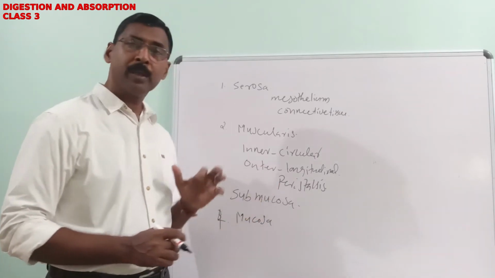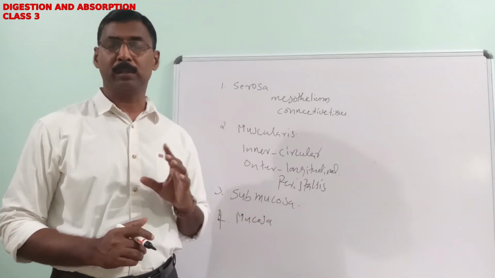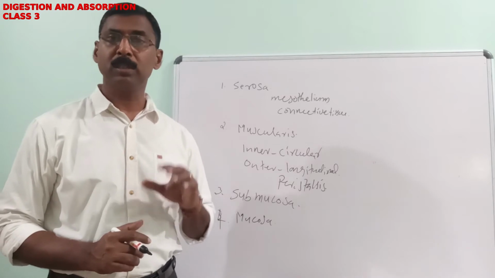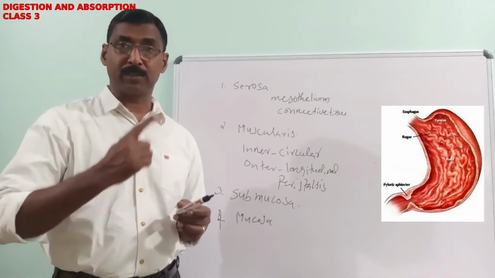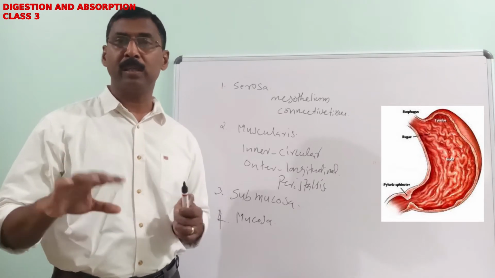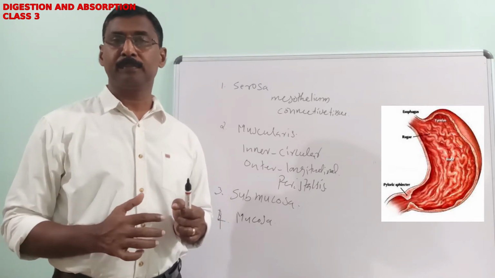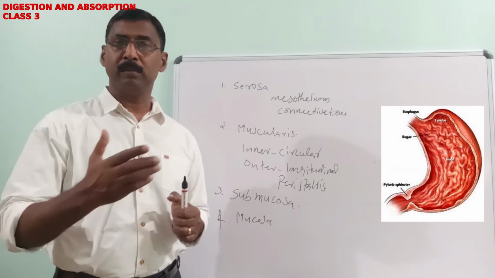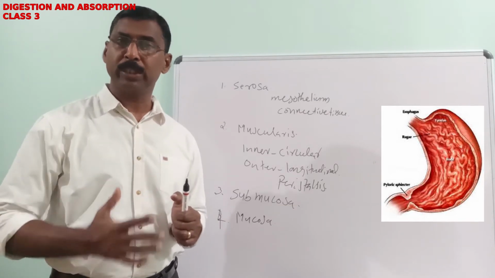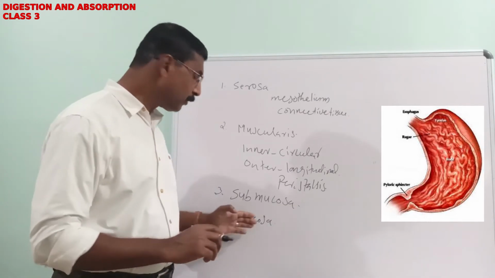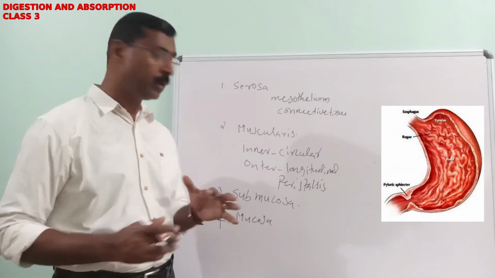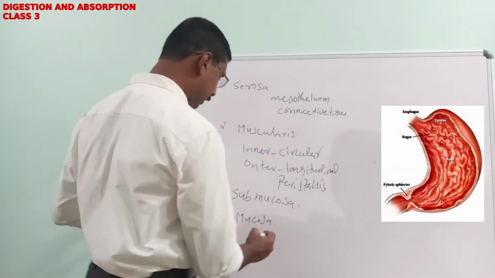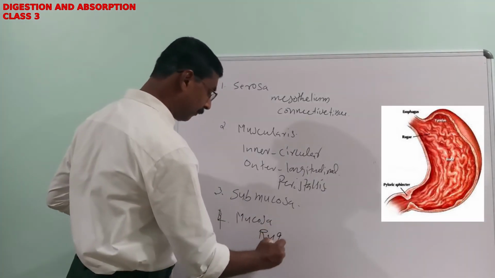For example, the mucosa of the stomach has many inner foldings and finger-like projections. So these inner foldings in the mucosa of the stomach are called rugae. That is called rugae.